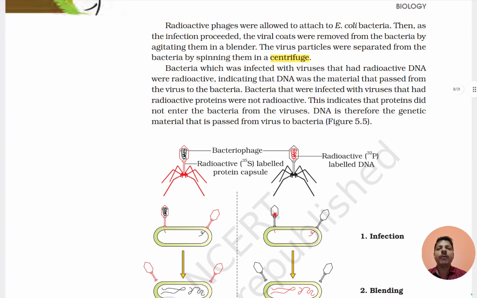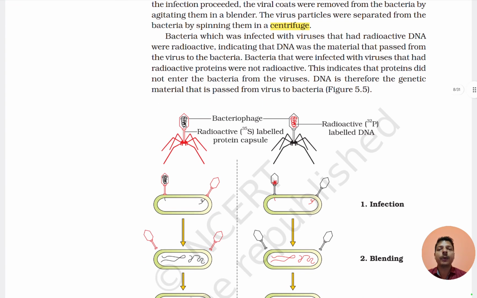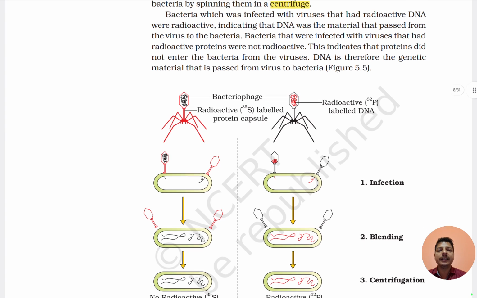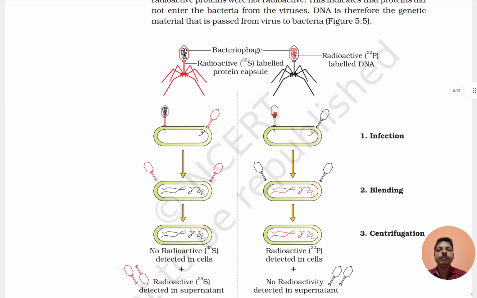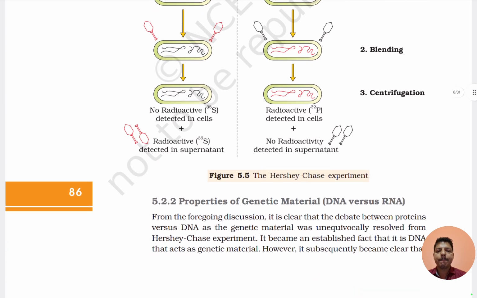Then bacteria infected with viruses that had radioactive DNA were radioactive, indicating that DNA was the material that passes from the virus to the bacteria, and bacteria infected with viruses that had radioactive proteins were not radioactive. This indicates that proteins did not enter the bacteria from the viruses, and DNA is therefore the genetic material that is passed from viruses to the bacteria. And here is the diagram.